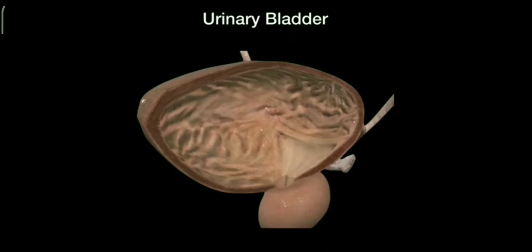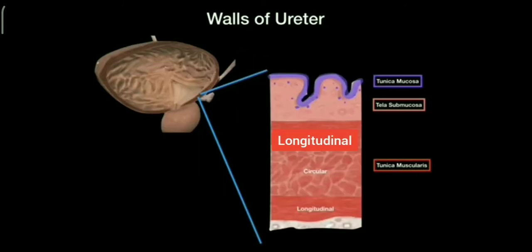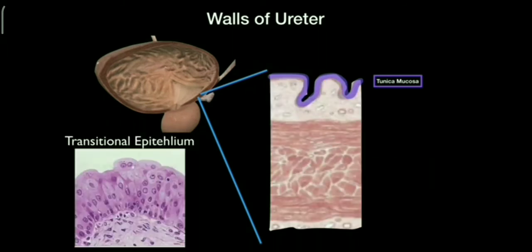Urinary bladder is covered externally by peritoneum. Inner to peritoneum is muscular layer. It is formed by detrusor muscles, which consist of 3 layers of smooth muscles. These layers are longitudinal, circular, and longitudinal respectively. Innermost layer is made up of transitional muscles. It helps bladder to stretch.